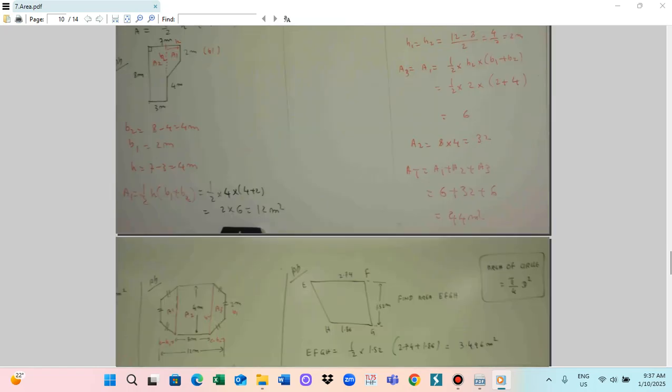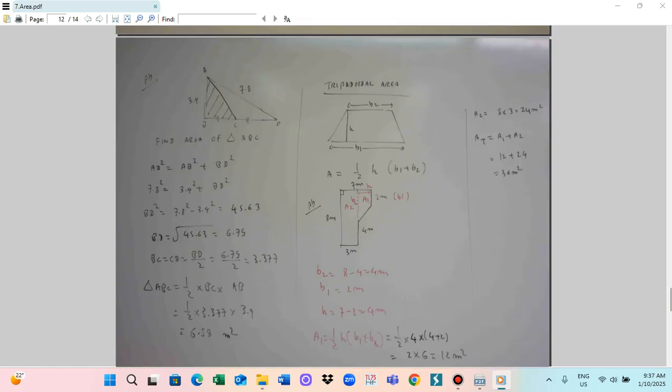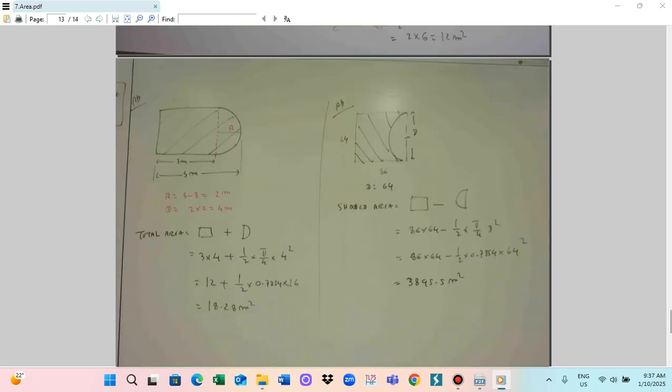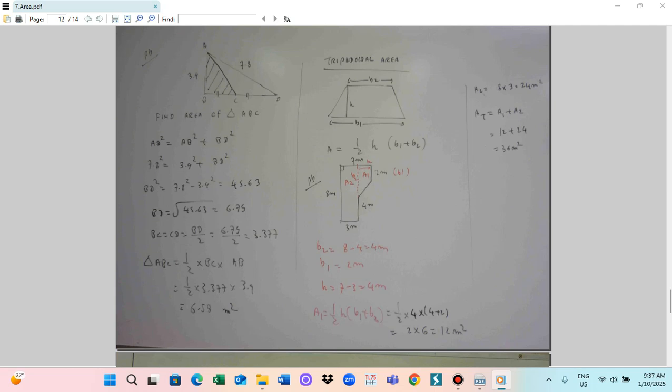EFGH, so this is the EFGH, also the trapezium. Area is half multiplied by the sum of the two parallel sides and the perpendicular distance between them. So the area of EFGH you can calculate.